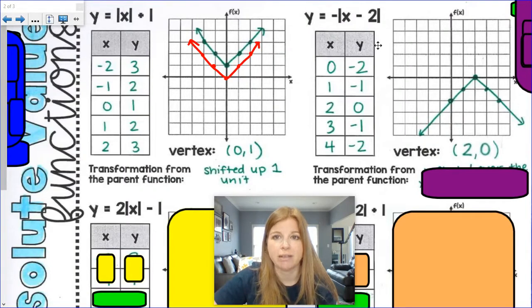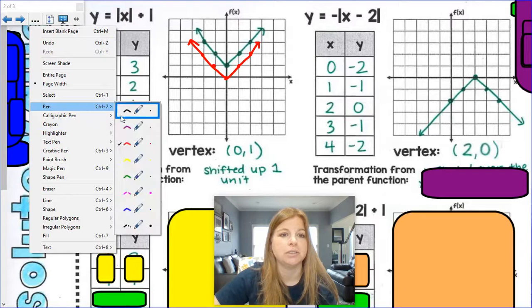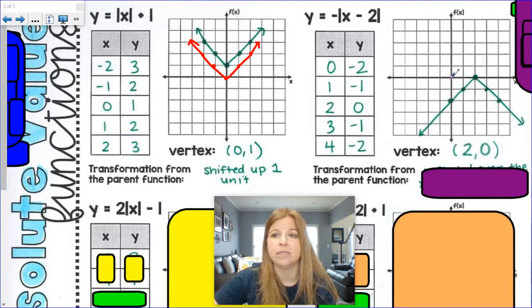My graph looks like this. It's upside down because of the negative a value. It's got a vertex at 2, 0. So notice that's where that point is. I'm going to go ahead and I'm going to put the parent function back on our screen. So 0, 0, 1, 1, 2, 2. Negative 1, 1, negative 2, 2.